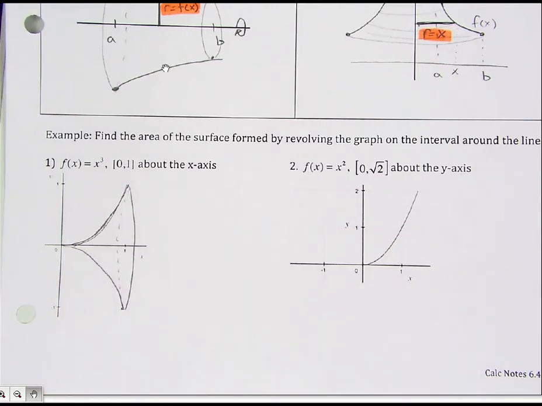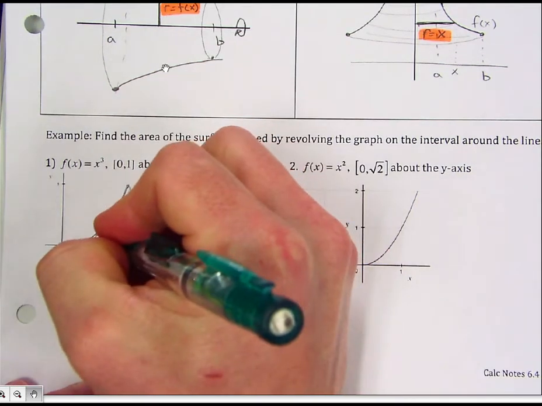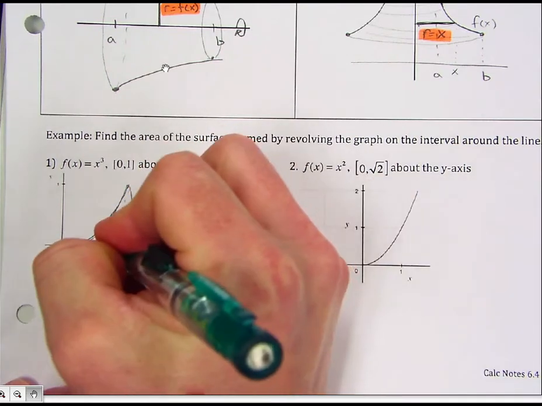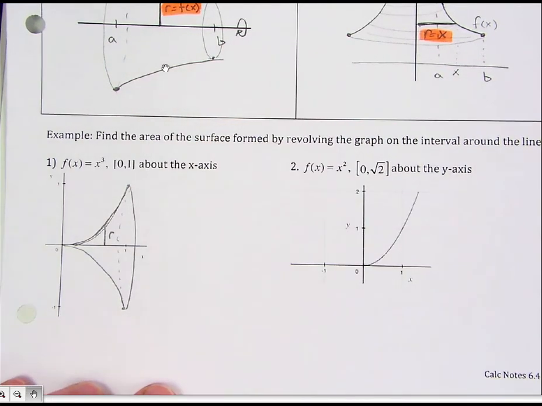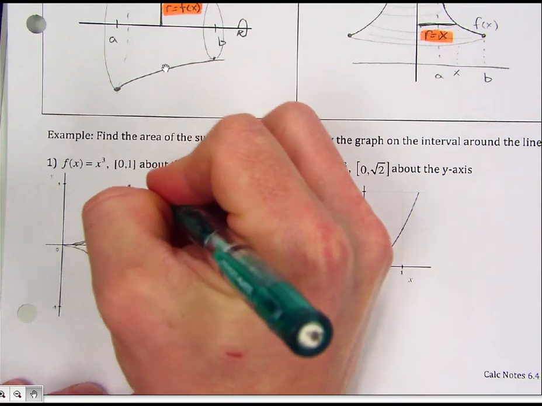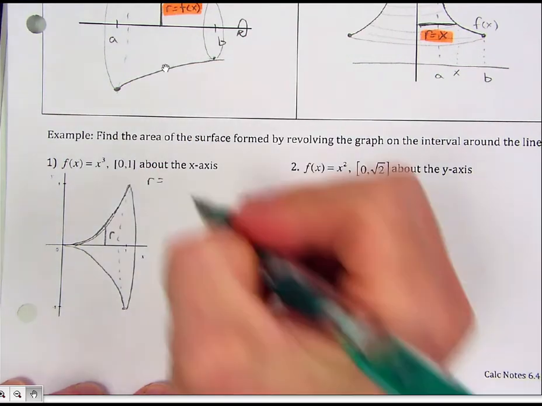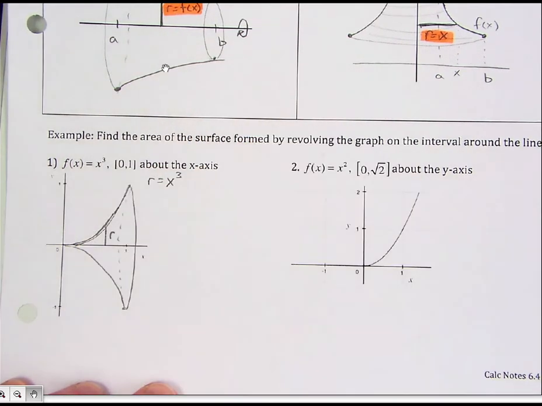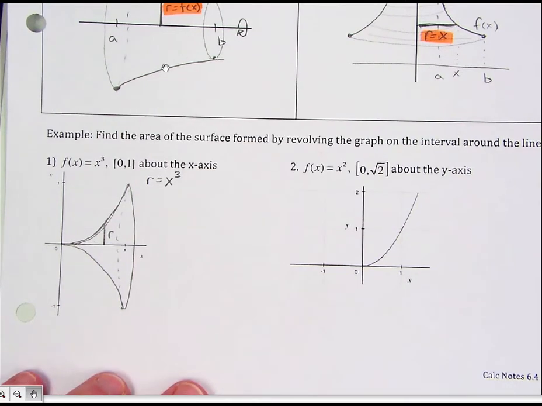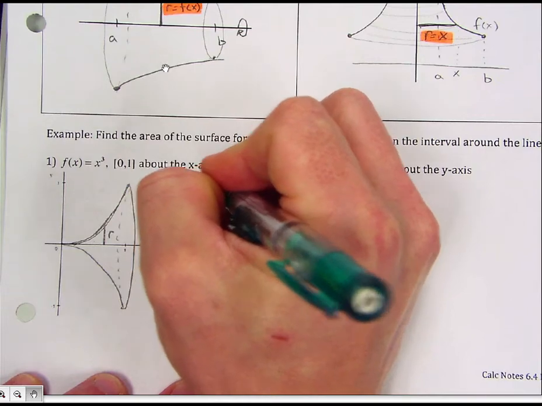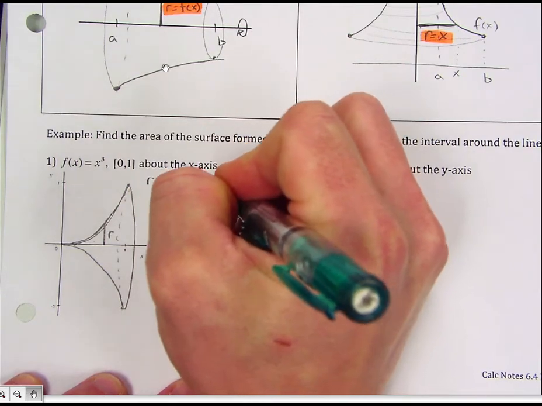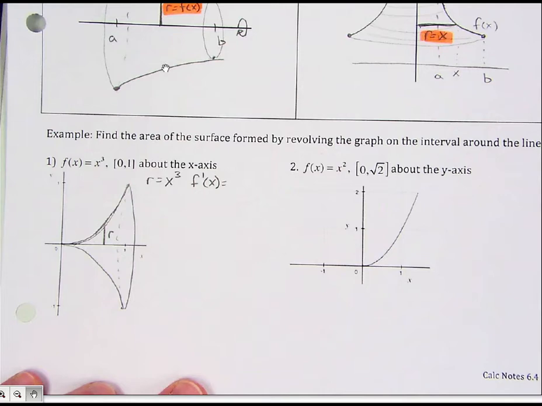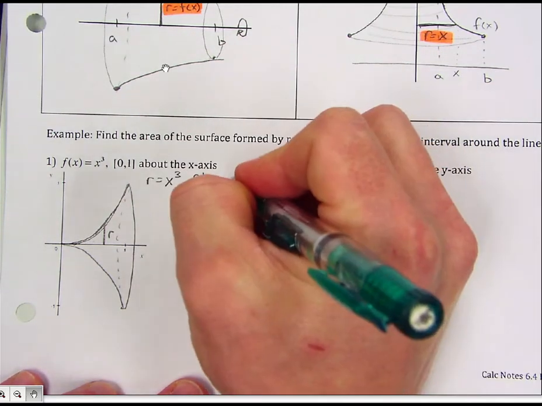So in looking at this, all we need to do here is identify the radius. And what does r equal in this case? X cubed. Good. Then the only other thing that we need to find is f prime of x so that we can find the arc length. 3x squared.